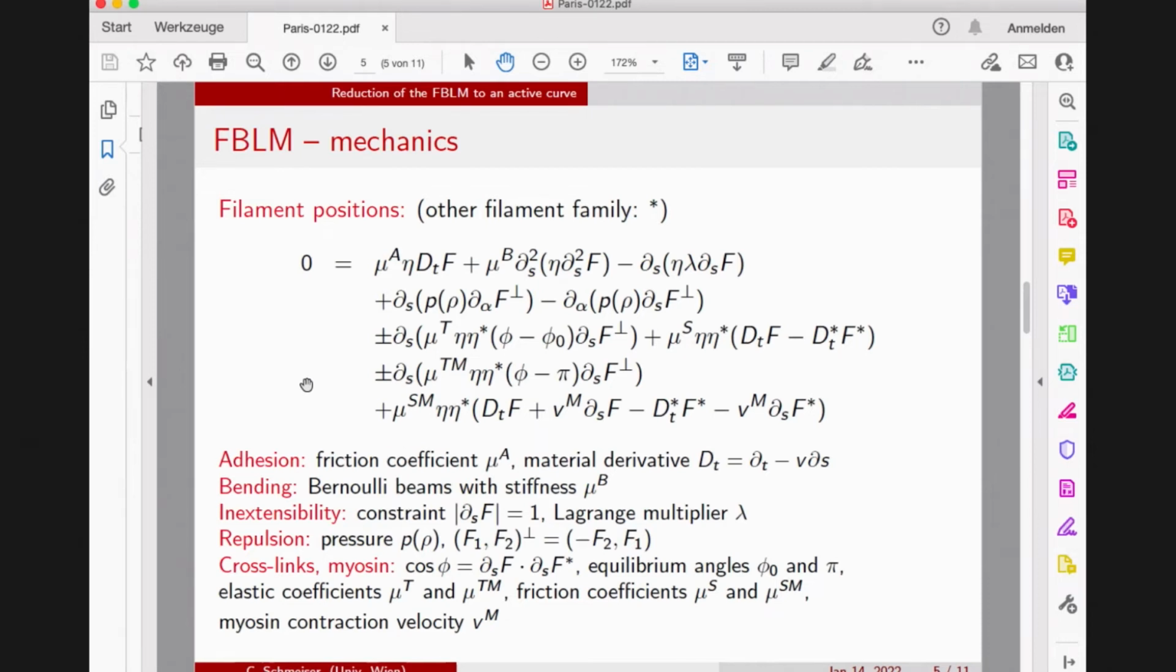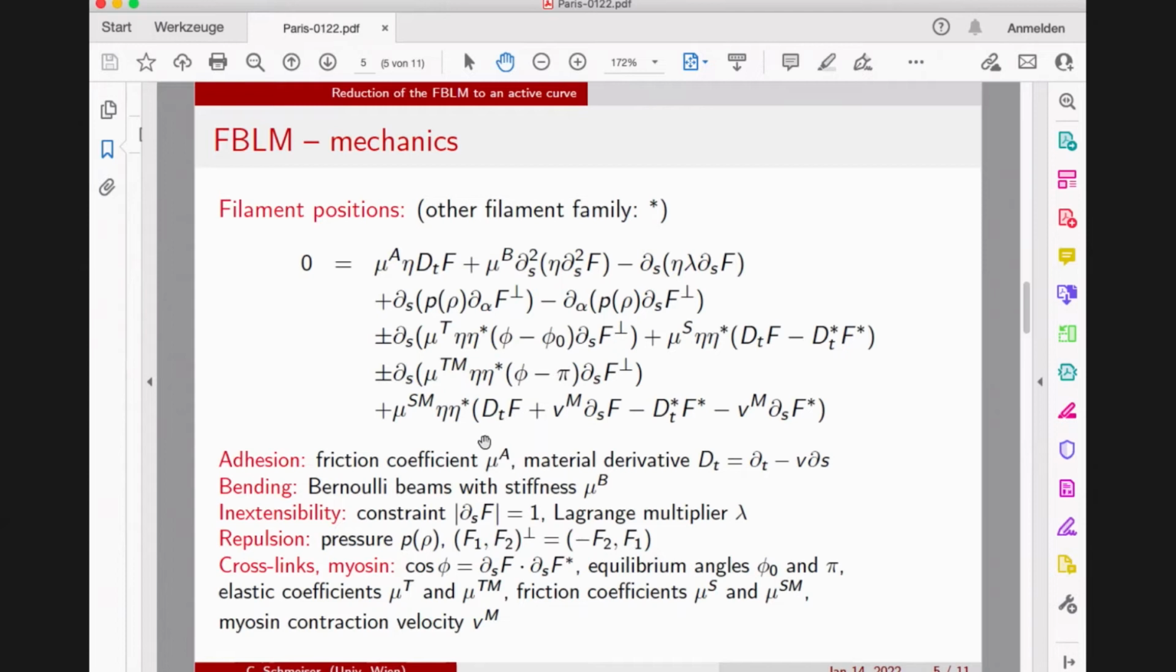Actin-myosin interaction is well known to many people who deal with muscle contraction. So that's the main mechanism of muscle contraction. But it does not only occur in muscles, it occurs in many cells. And myosin filaments are trying to make the two families of filaments move in opposite directions. So this is why there is an equilibrium angle P here.